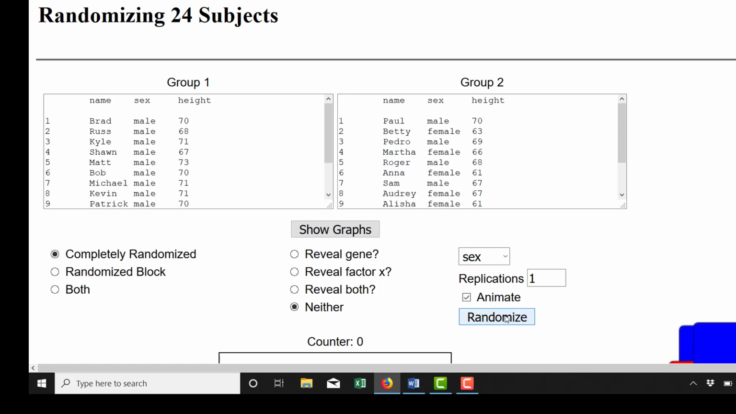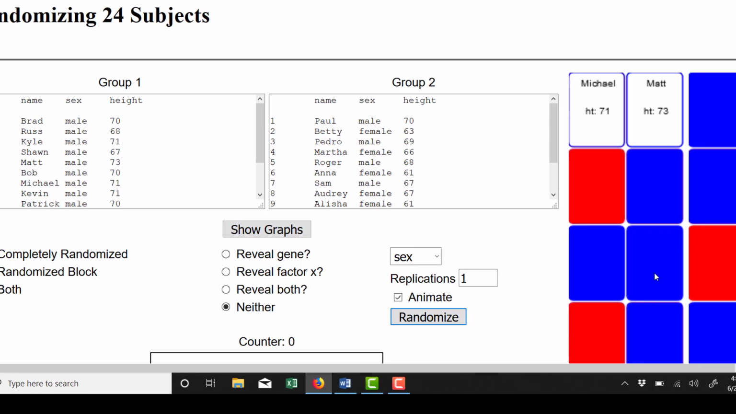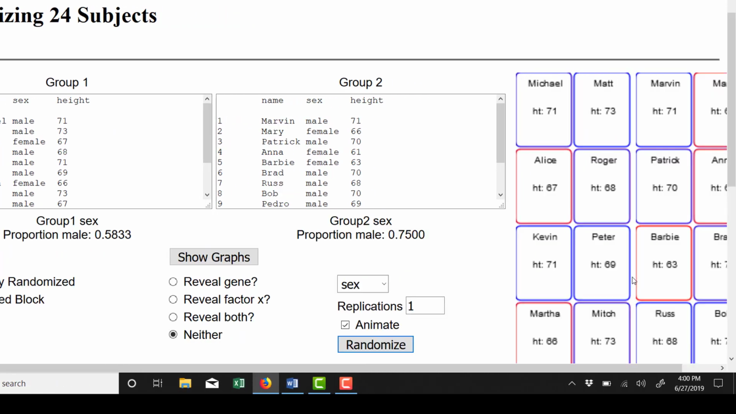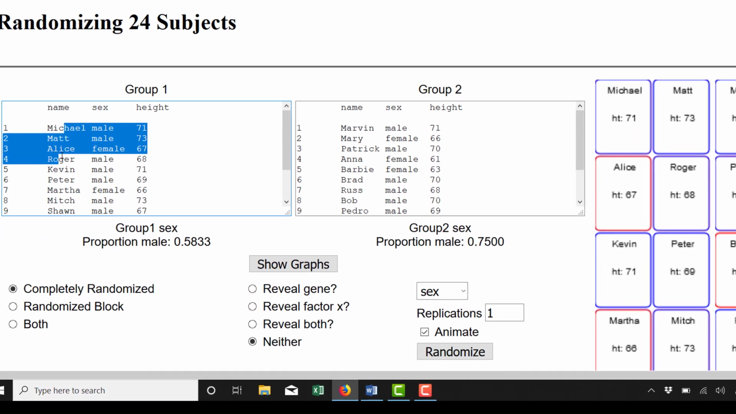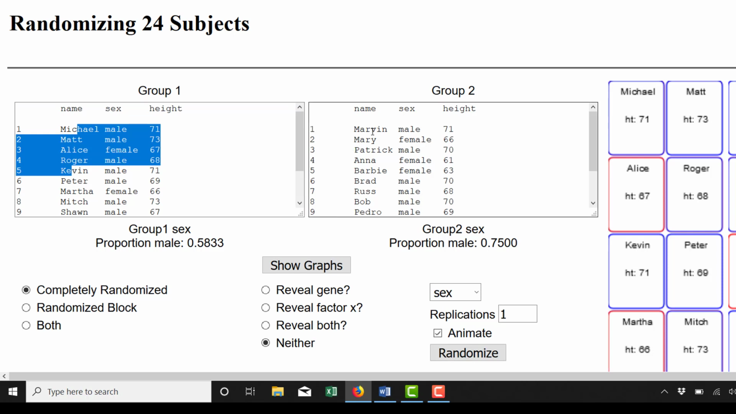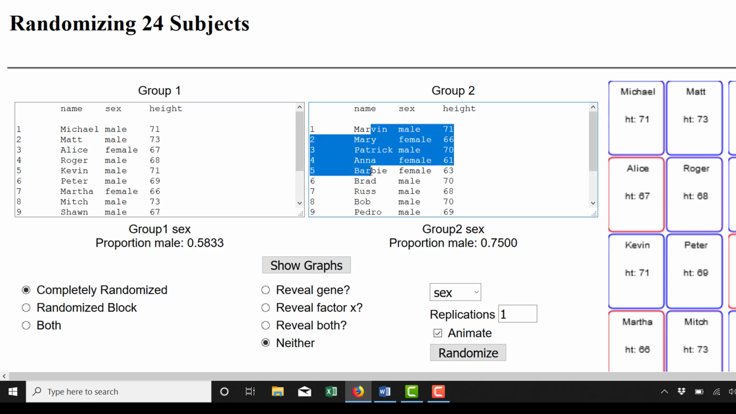I'm going to hit randomize once. What's happening on the right here is that it's acting like it's shuffling cards with each of those 24 names on it. It then randomly selects 12 names to go in group 1 and randomly selects 12 names to go in group 2. So it did it once. Over here in group 1, you see it picked Michael, Matt, Alice, Roger, etc. Group 2 has Marvin, Mary, Patrick, Anna, etc.